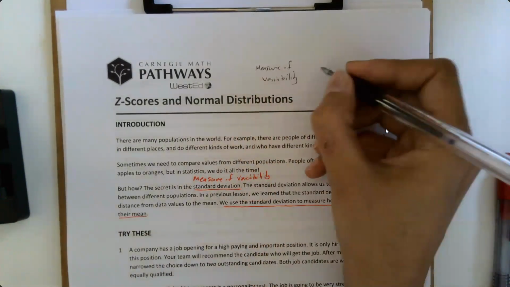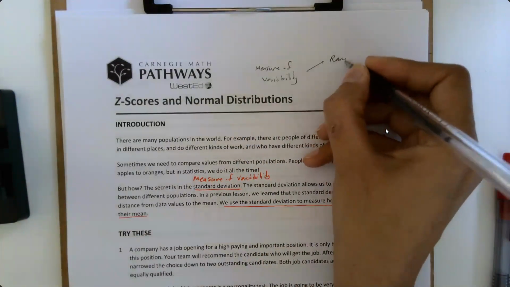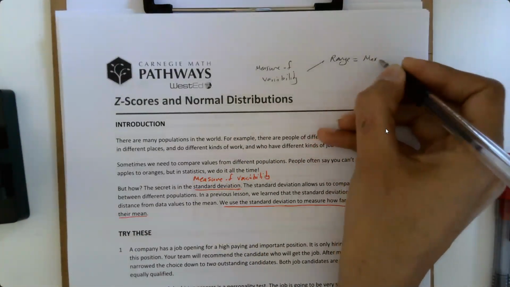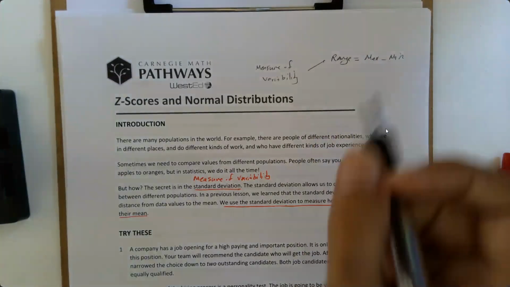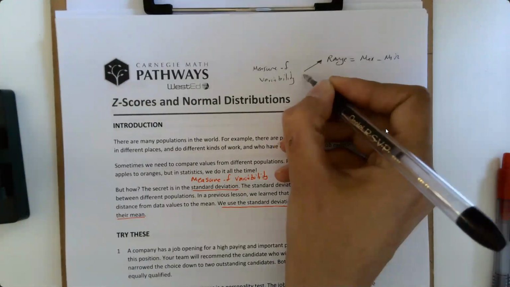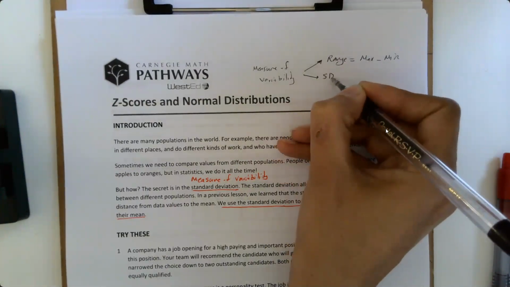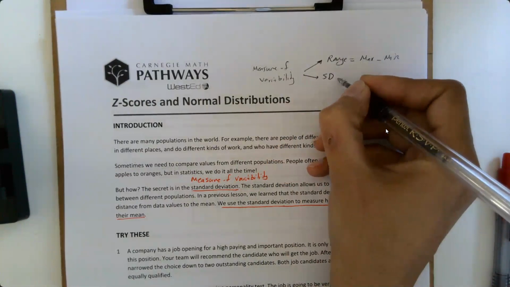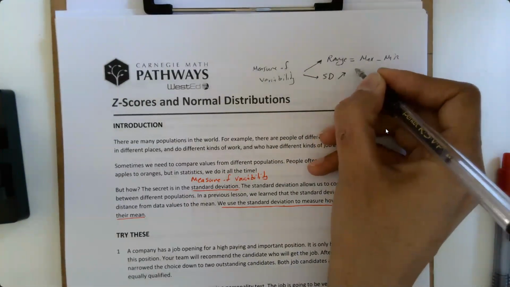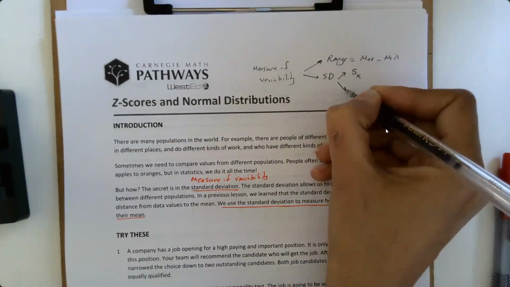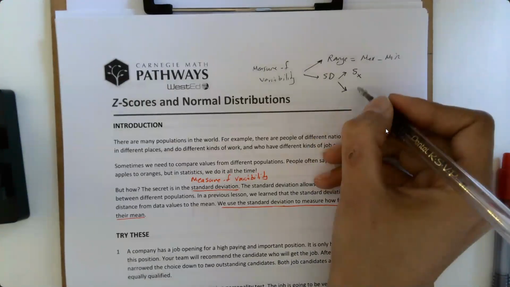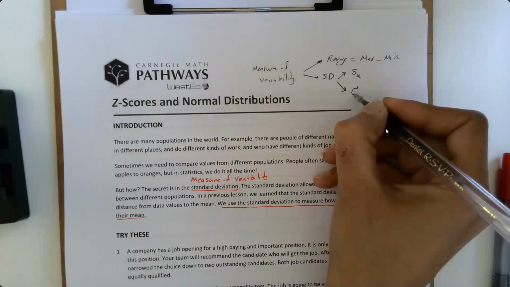Again, for the measure of variability, we used range, which was the maximum minus the minimum. In maximum minus the minimum, we only took the maximum value and the minimum value in our collection, which wasn't very useful. So we turned to standard deviation. Standard deviation of a sample was denoted by S of X, and standard deviation of a population is denoted by sigma.